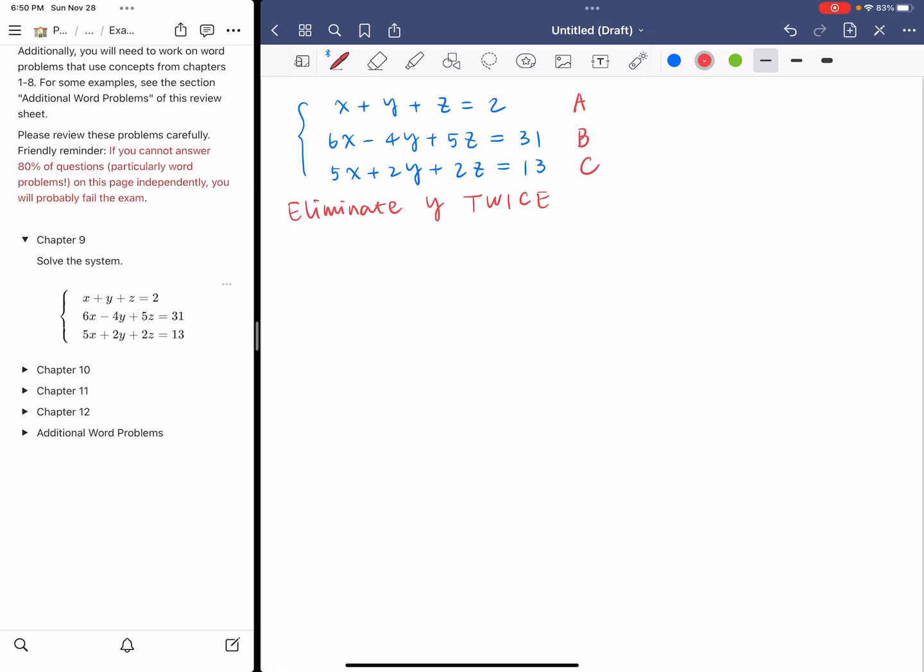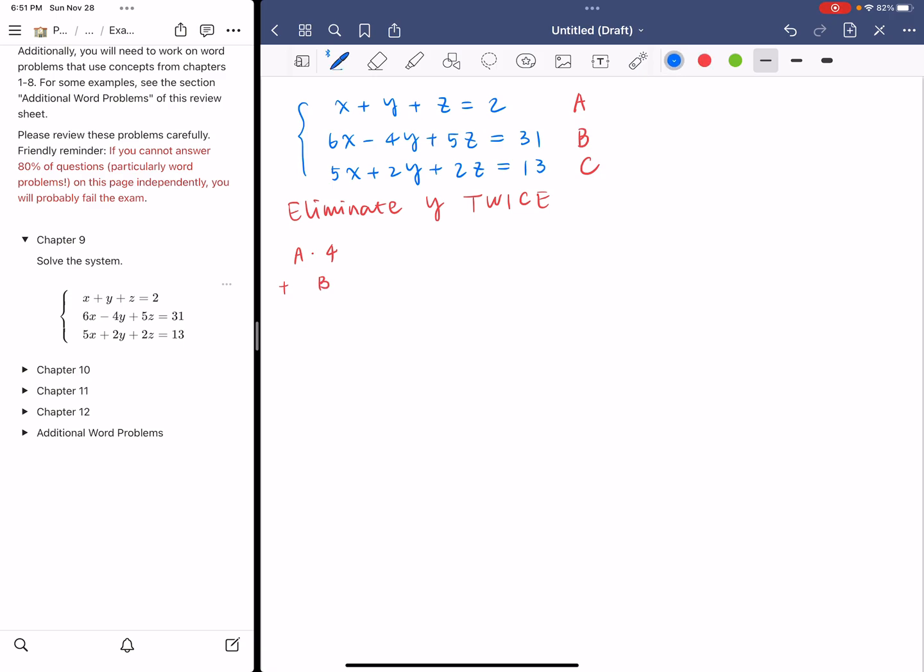Let's first use equation A and B. Equation A has coefficient positive 1 for Y, and equation B has coefficient negative 4. And as you can see, these two numbers are not opposite numbers right now. In order to make them opposite numbers, I need to make the first coefficient positive 4. So that means I need to multiply equation A by positive 4. Let's write down that operation. Multiply equation A by positive 4. Once we do that, we could add that to equation B, and that's how we eliminate variable Y.